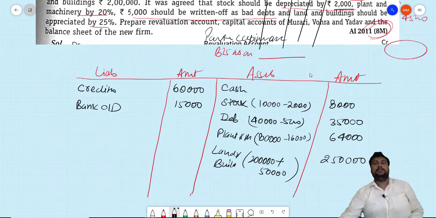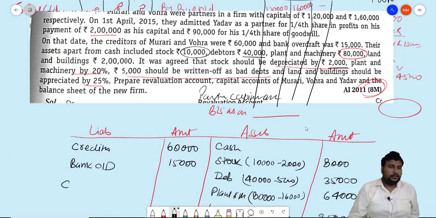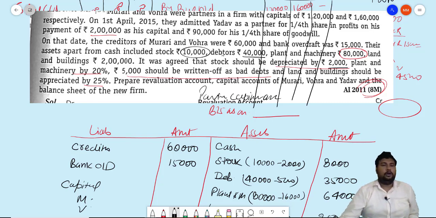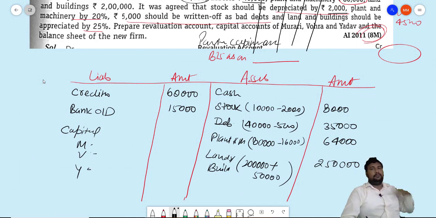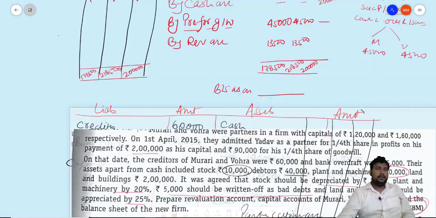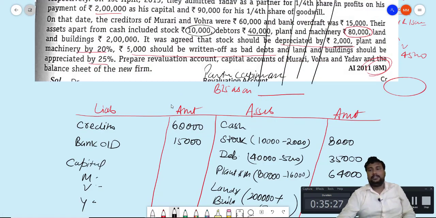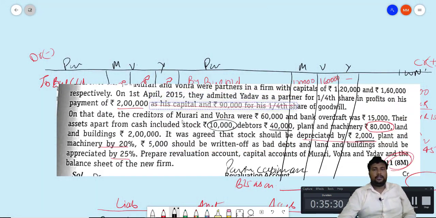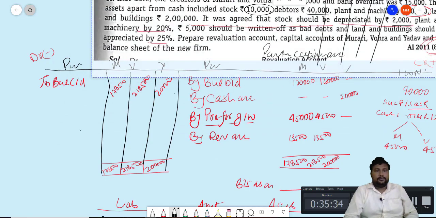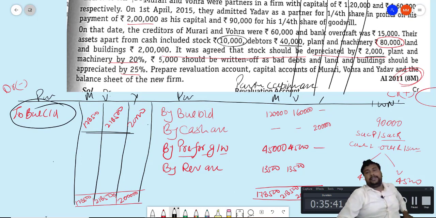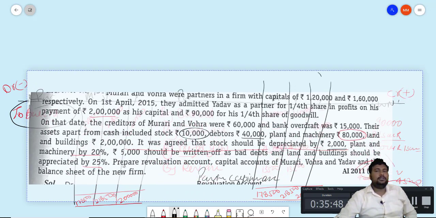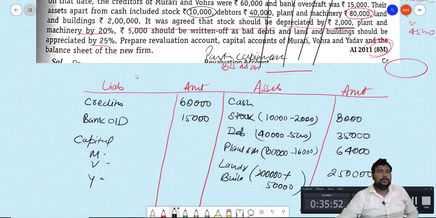Yes sir. What, beta? Capital. Chalo, likhte hain. Capital of Murli ji, Vohra ji and Yadav ji. Which capital in the balance sheet will we write down, beta? We will write down the new capital, which we get from the balance sheet of the partner's capital. This is the new capital in the new balance sheet that we prepare after the admission of the partner, so we will write down the same partner's capital in the new balance sheet.